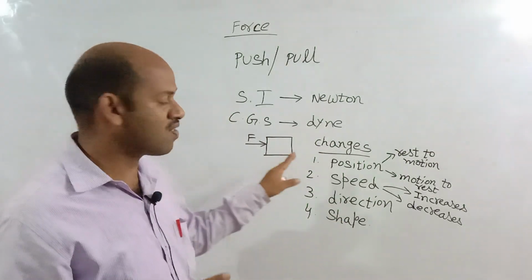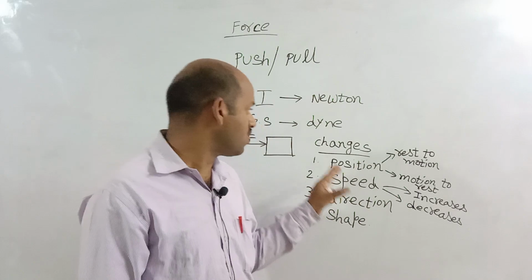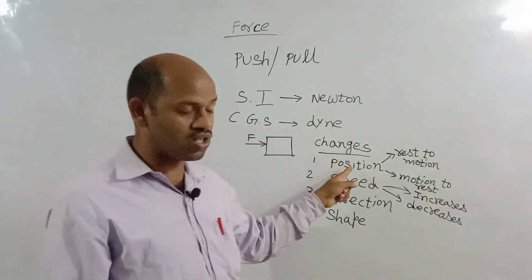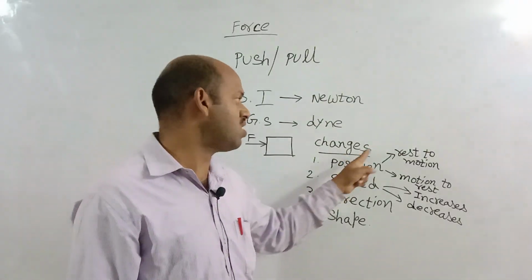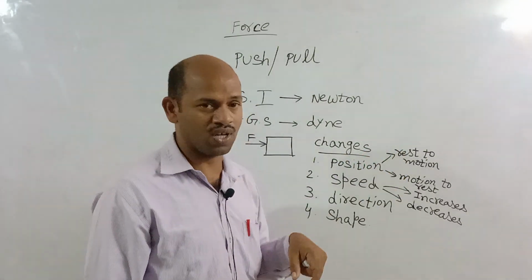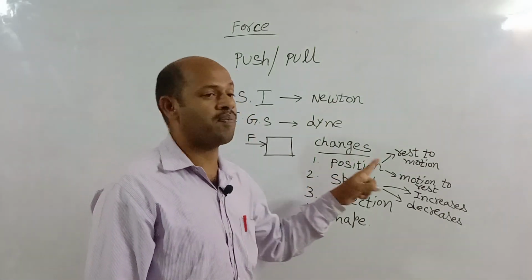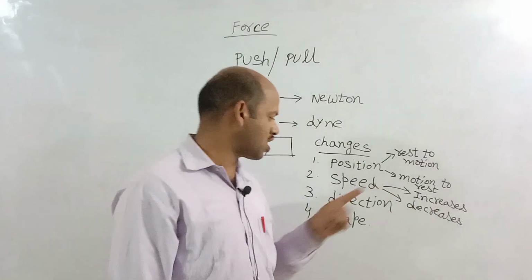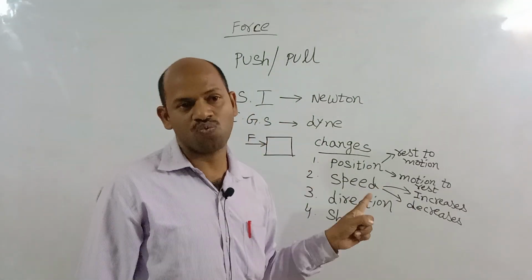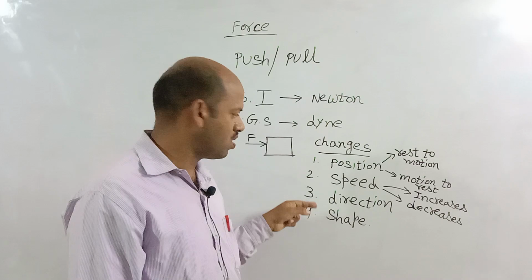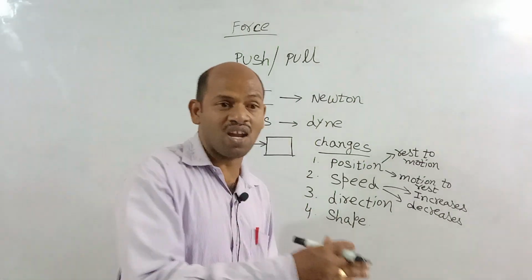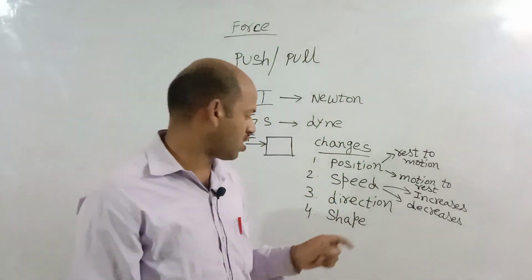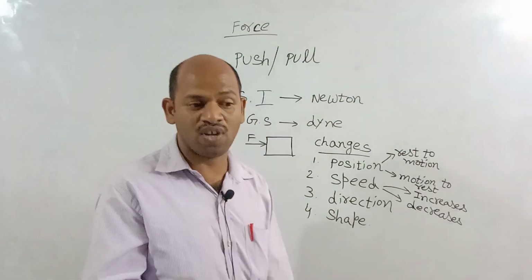So by applying force, we can observe some changes. What are the changes? The first one is position changes. Position changes means rest to motion, motion to rest. And speed changes. By applying force, we can increase the speed and we can decrease the speed. And by applying force, we can change the direction of an object. Either it goes to the right side or left side, or upward or downward. We can change the direction, and we can change the shape of an object.